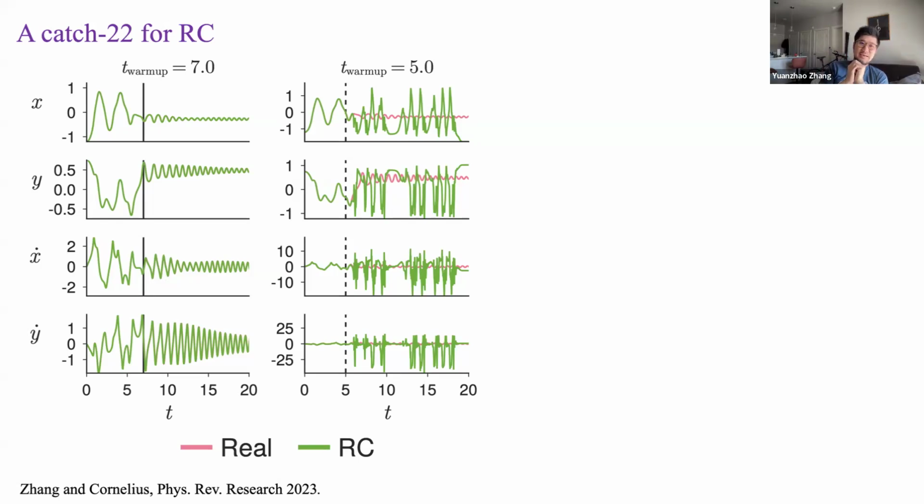So what you can see here is that if we warm up the reservoir for long enough, it can perfectly capture the dynamics of the magnetic pendulum system. However, if you only warm up, say, for a shorter time, then the reservoir computer may not be able to go to the right basin of attraction for itself, and it will fail its prediction.